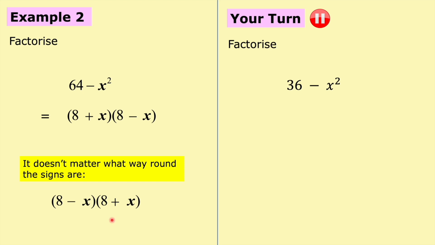Okay, so answer to this one. Square root of 36 is 6, and then the square root of x squared is x. So set out your brackets. Square root of 36 goes at the start of the bracket, and then square root of x squared goes at the end. And your plus and your negative sign. And that's your answer. So well done if you got that.